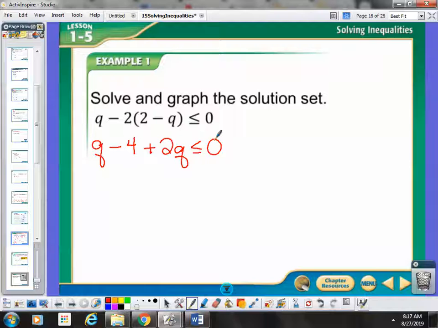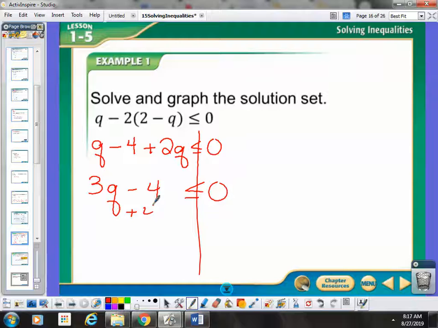Let's combine like terms. q plus 2q is how many total q's? 3 q's. They're on the same side, so just add them as they appear. q plus 2q is 3q. Minus 4 is less than or equal to 0. We should be able to solve this. Go ahead and add 4 to the other side. So we have 3q is less than or equal to 4. Of course, divide by 3. So q is less than or equal to 4/3.